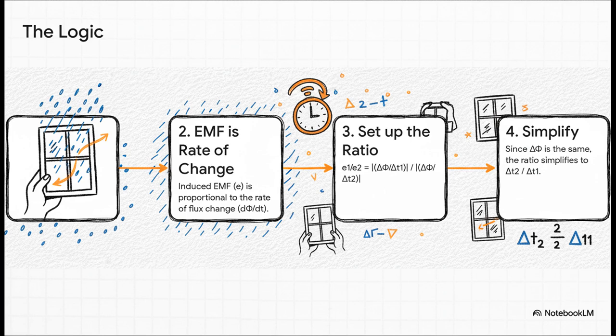Let's walk through the logic here. First, and this is the key, you have to recognize that the total amount of flux change is exactly the same in both cases. The field changes by 30 millitesla each time. Second, remember that EMF isn't about the amount of change, it's about the rate of change, how fast it happens. So when we set up the ratio of E1 over E2, that flux change term, delta phi, is on the top and the bottom, so it just cancels out. And that leaves us with a super simple ratio of the time intervals.